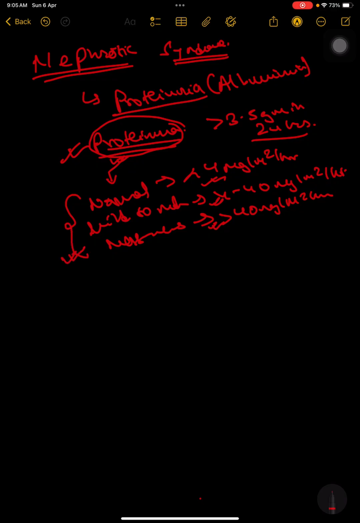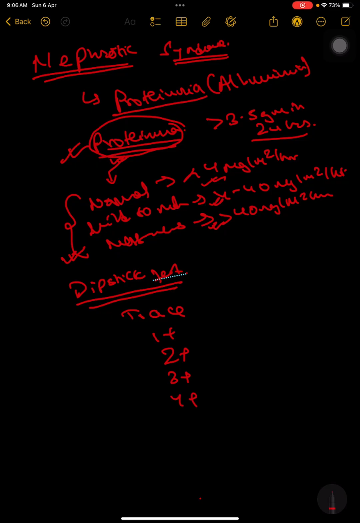We can also go for a dipstick test for the proteinuria. If you talk about the dipstick test, it's very easy to understand. See, trace, 1 plus, 2 plus, 3 plus, 4 plus. So remember, 3 plus is 3 gram per liter. 4 plus must be more than 3, so it's 10 gram per liter.